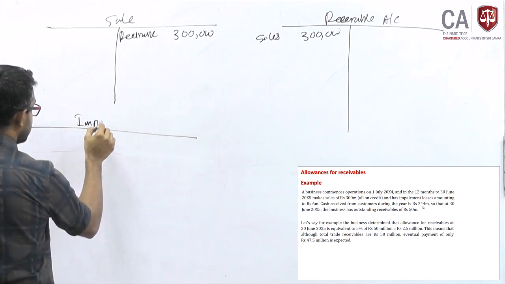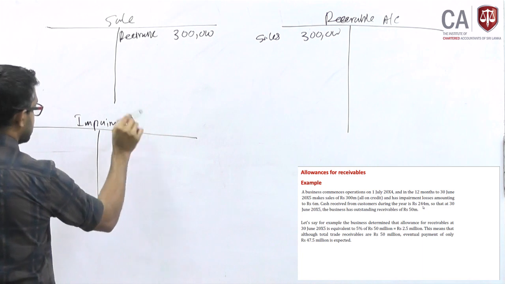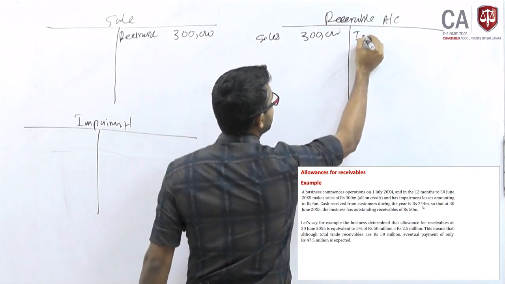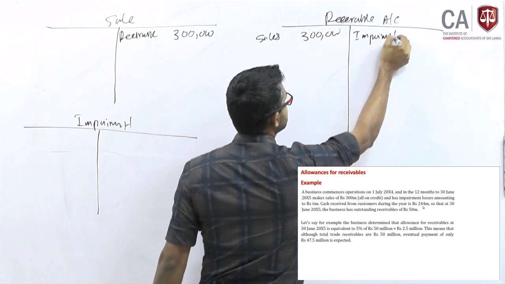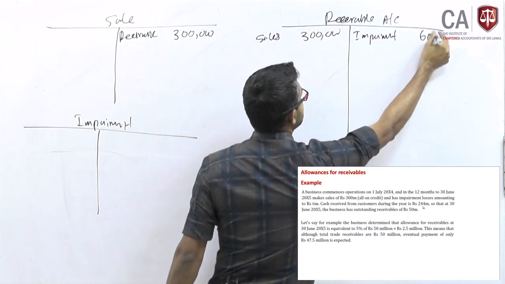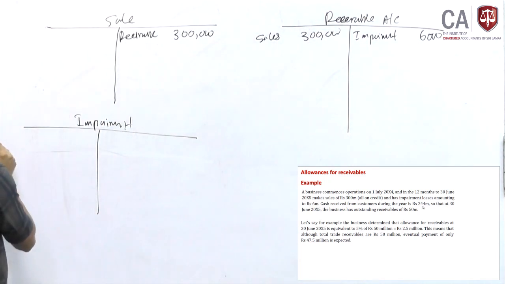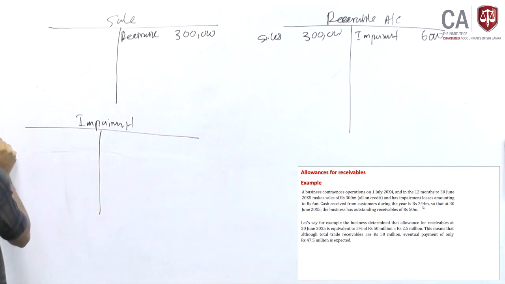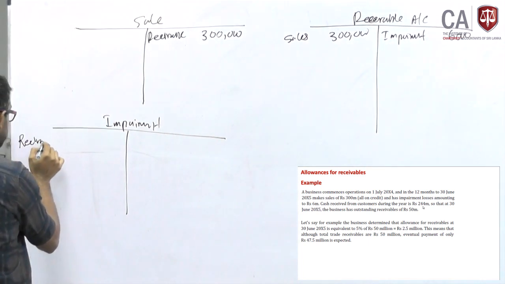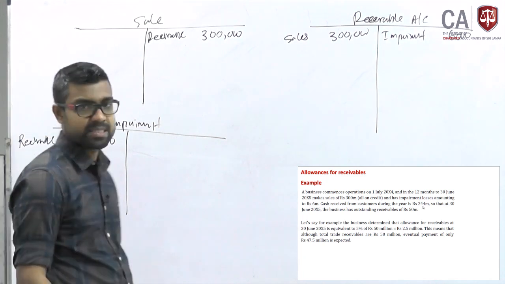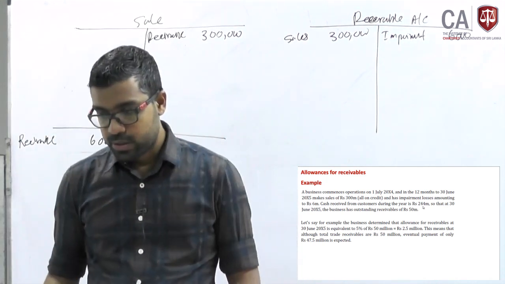Impairment, right? Double entry: 6 million impairment, which means 6,000. Debit impairment, credit impairment receivable 6 million, which means 6,000, right? So that is the double entry.